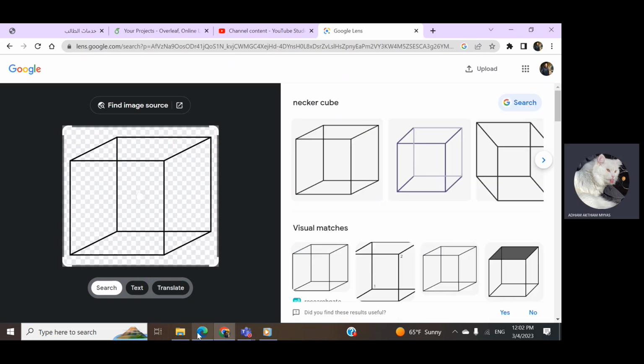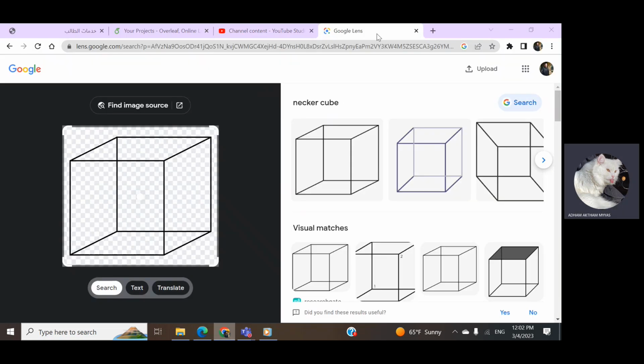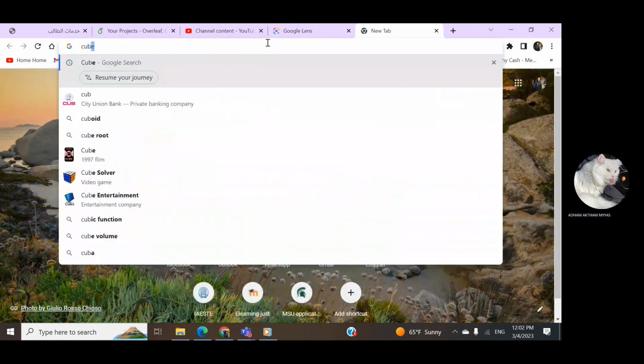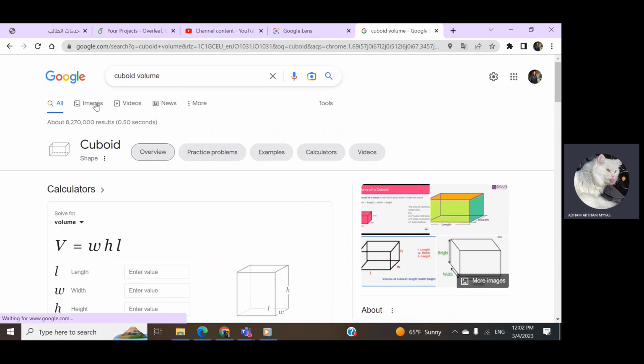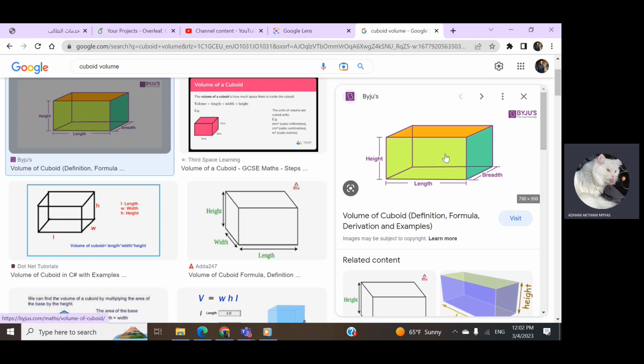Okay, Mr. Adam, what about the cuboid? Let's see the cuboid in a different shape, but almost the same as the cube, with different side lengths. We can see that here we have the cuboid.